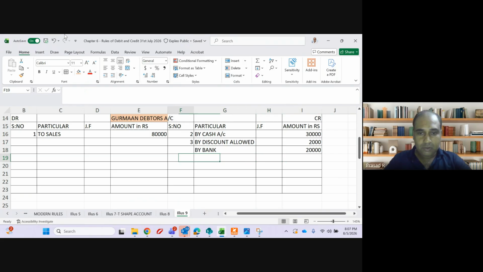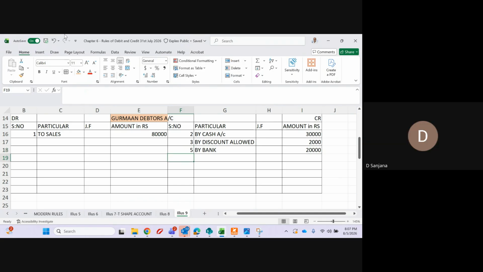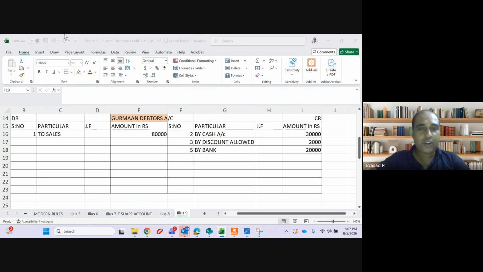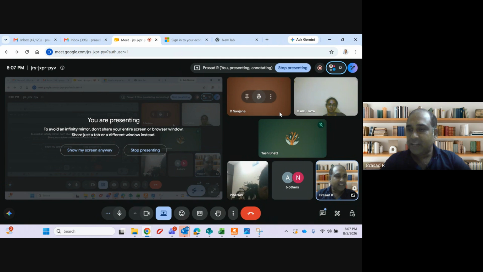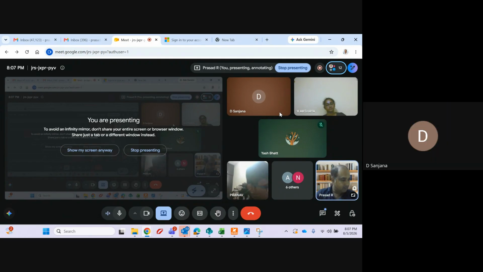So this is transaction number 5, right? The fourth, I did not record, because it was a cash sale. Whenever there is a cash sale or cash purchase, it will not impact the debtor account or the creditor account. Clear? Any doubt? No, sir. Fantastic.